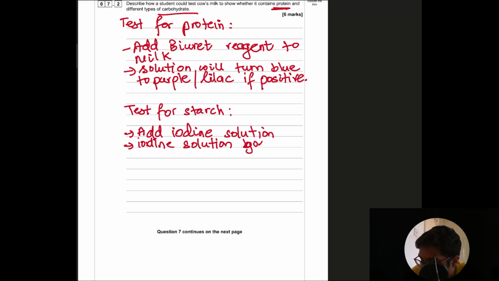Goes brown to blue-black. Remember that, blue-black. Double B's, blue-black.